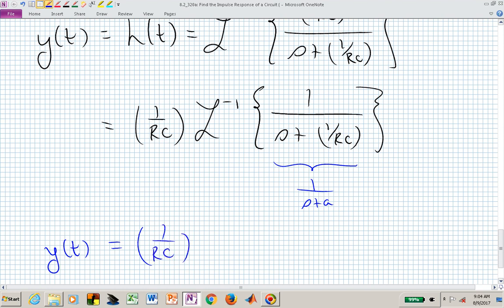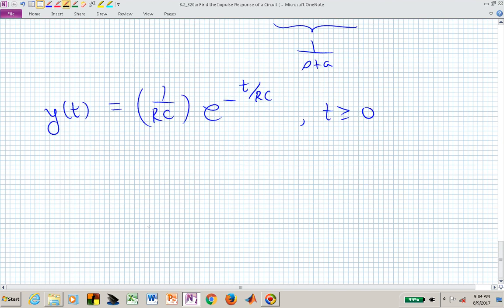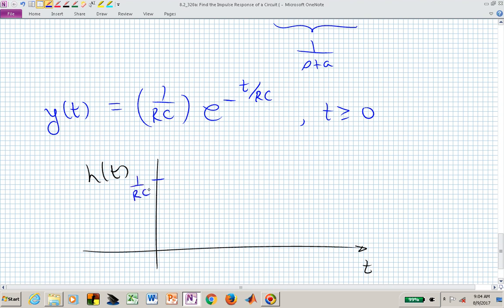Now we can inverse Laplace transform that expression, and we have 1 over RC times the inverse Laplace transform of 1 over S plus A, but that's now just e to the minus a t, and A is 1 over RC. So this is e to the minus t over RC, and that's true for t greater than or equal to 0. Or, if you wanted to think about this, what is y of t or h of t in this particular first order low pass filter at time t equals 0? E to the 0 is 1, so we have an amplitude of 1 over RC, and it now exponentially decays.